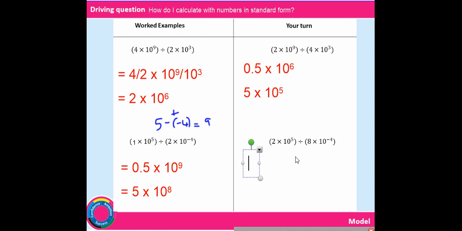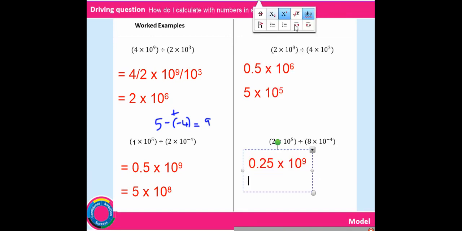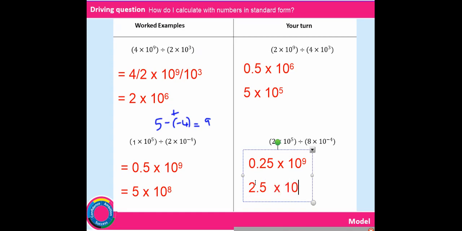2 divided by 8 is 1 quarter, or 0.25. 10 to the power of 5 divided by 10 to the power of negative 4 is 10 to the power of 9. Remember, as we said over here, 5 take away negative 4 is actually 5 plus 4, which is 9. That's not in standard form. I need to change that to 2.5 by multiplying it by 10. Now we get a number that's between 1 and 10, multiplied by 10 to the power of, well, I've multiplied this by 10, so made this bigger. I'm going to have to make this smaller to even it out. So 10 to the power of 8.